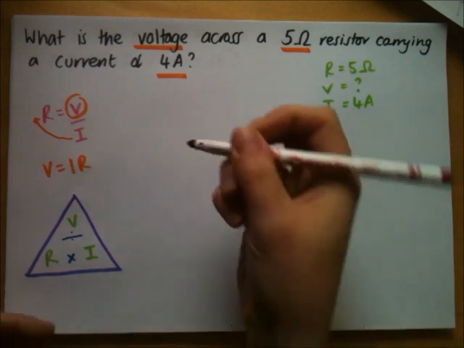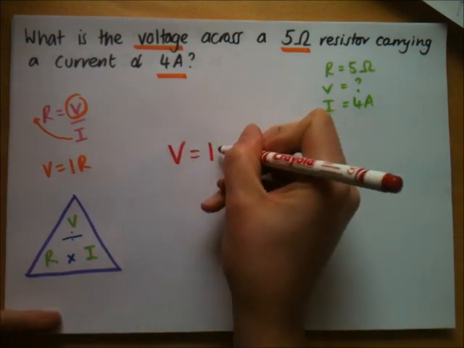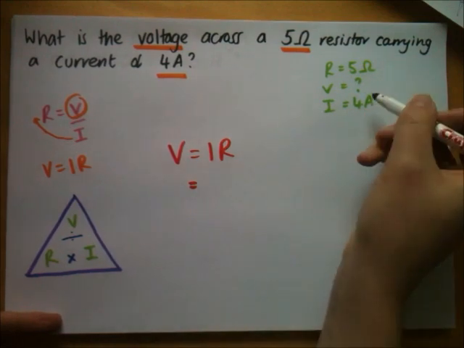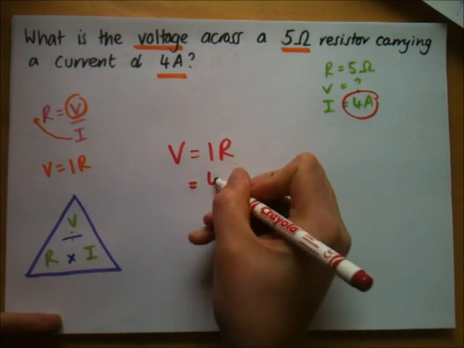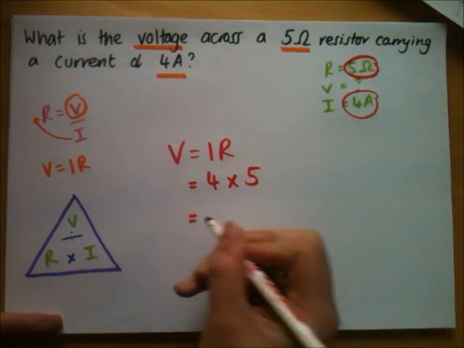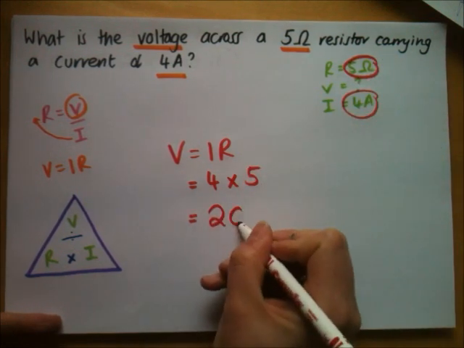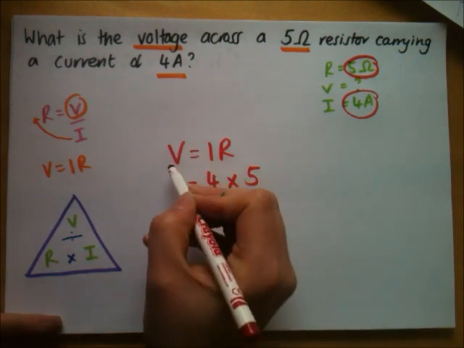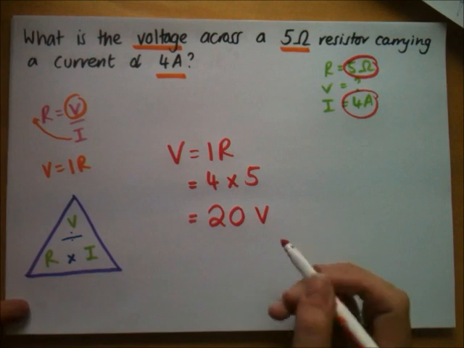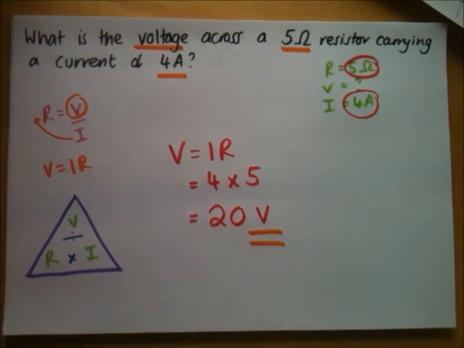So now I know that I'm going to be looking at V equals IR, voltage equals current times resistance, equals my current, which is 4 amps, times my resistance, which is 5 ohms, which is equal to 20. Now I need to remember the units. The unit of voltage is volts. So I need to make sure that the units I use match the quantity that I'm looking for. So that's one other way to do it.